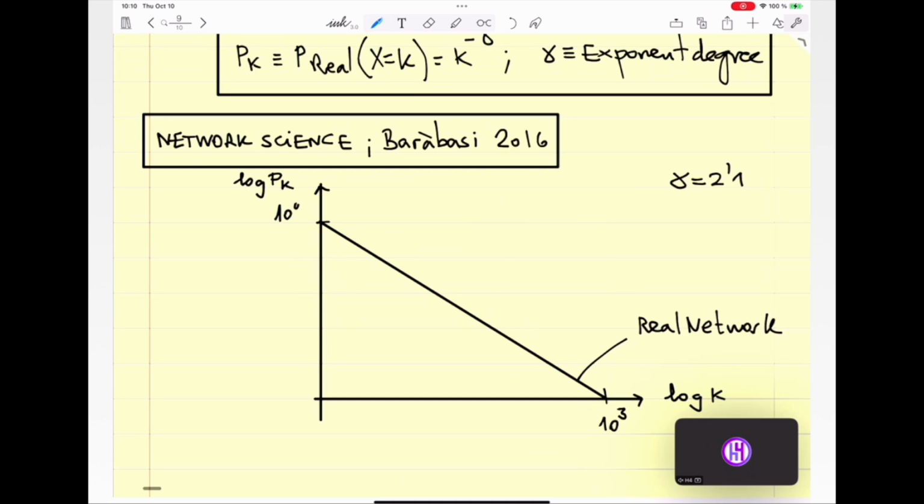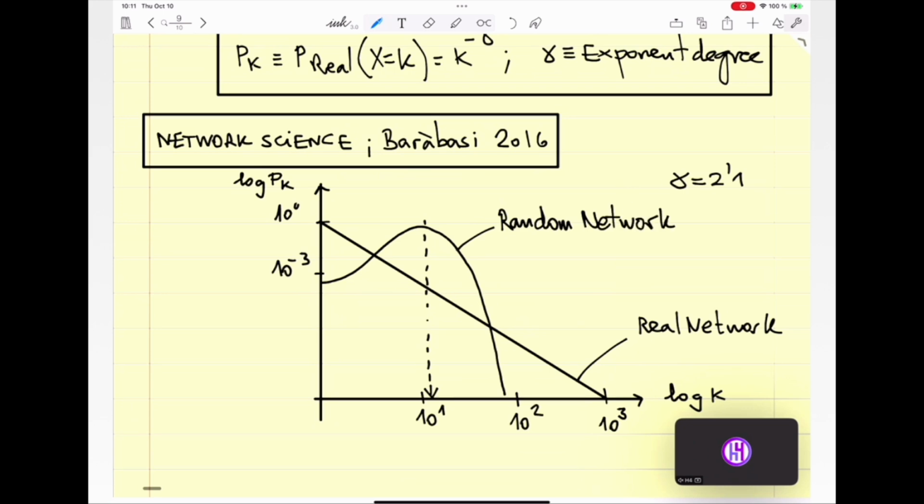And random networks, because they are represented by a Poisson distribution, go a little bit like this. So this would be 10 to the power of 2, and then this would be 10 to the minus 3, something like that. What does this mean? There's a peak here around 10. This is the random network, and this is about the average degree.